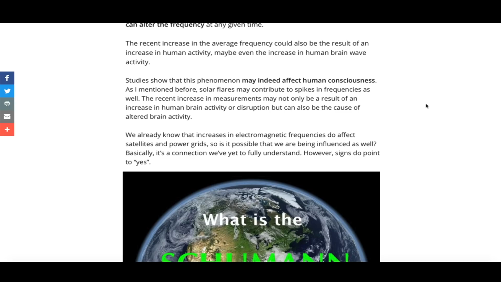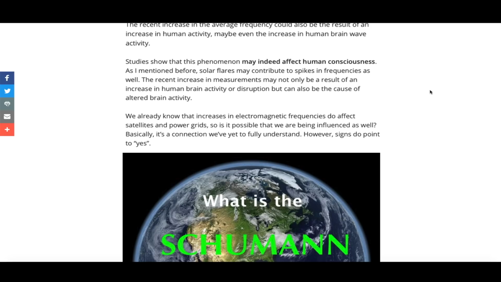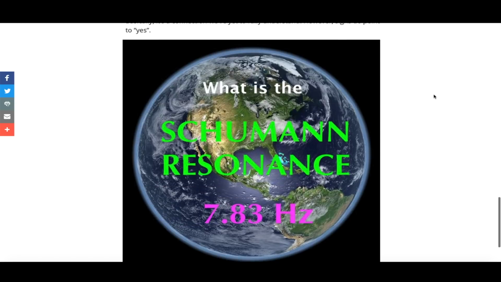As I mentioned before, solar flares may contribute to spikes in frequencies as well. And we've talked about that before, how the sun has a unique frequency, and it does indeed affect what goes on down here at Earth. The recent increase in measurements may not only be a result of an increase in human brain activity, or disruption can also be the cause of altered brain activity. We already know that increases in the electromagnetic frequencies do affect satellites and also affect power grids. So is it possible that we are being influenced as well? Basically, it's a connection we've yet to fully understand. However, signs do point to yes.